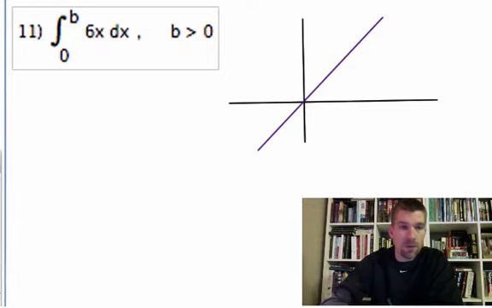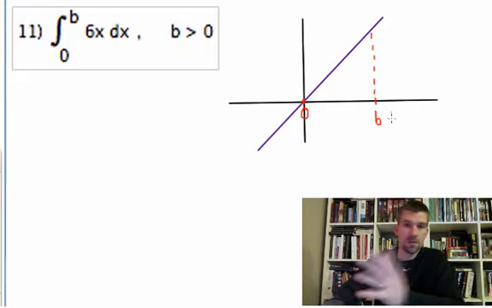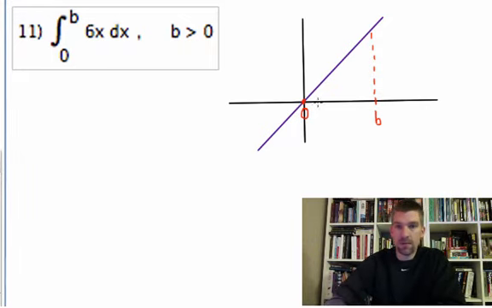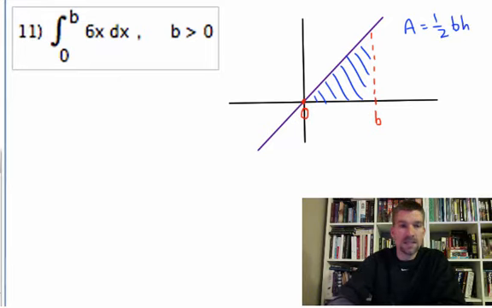And what are we talking about? We're talking about the integral from 0 to b. Well, how do I evaluate that integral? I find the area under the shape, which is a triangle. So this area is going to be 1/2 base times height. My base in this case starts at 0 and goes all the way out here to b. So my base is b.